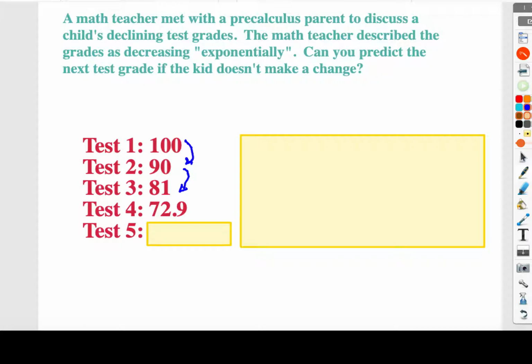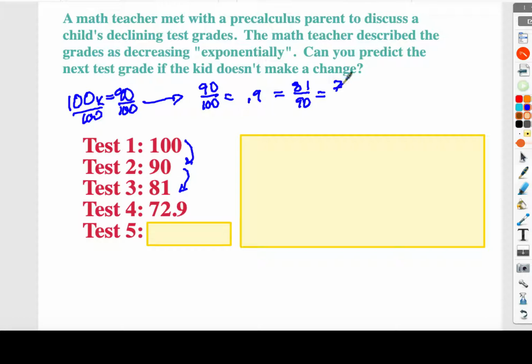Well, 100 times something gives you 90. If we think about it, 100 times something is going to give us 90. Why not just divide? Why not figure out what that is by division? And if you take a good look at it, 90 over 100 equals 0.9. And actually, if we check it out, you'll notice 81 divided by 90 and 72.9 divided by 81, all of those numbers actually come out to 0.9.